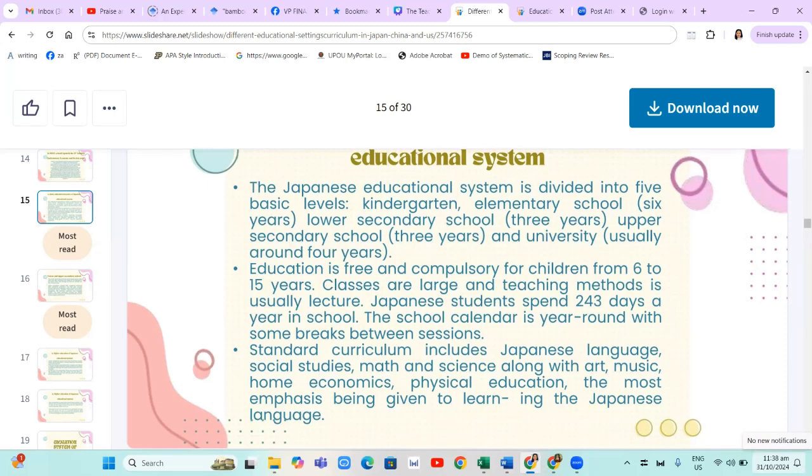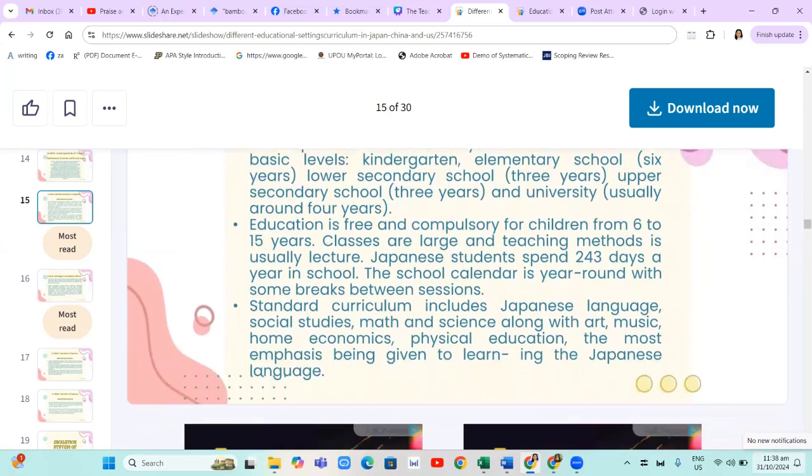Classes are large and the teaching method is usually lecture. Japanese students spend 243 days a year in school. The school calendar year is year-round with some breaks between sessions. The standard curriculum includes Japanese language, social studies, math, and science, along with art, music, home economics, and physical education, with the most emphasis being given to learning the Japanese language.